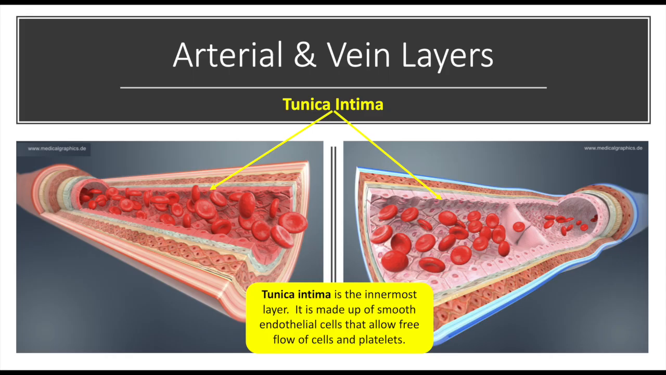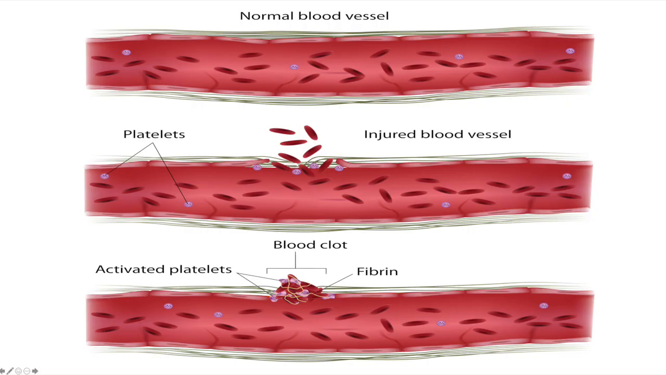And lastly, the tunica intima is the innermost layer. It's made up of smooth endothelial cells that allow free flow of cells and platelets. It's also responsible for the initiation of that clotting cascade.